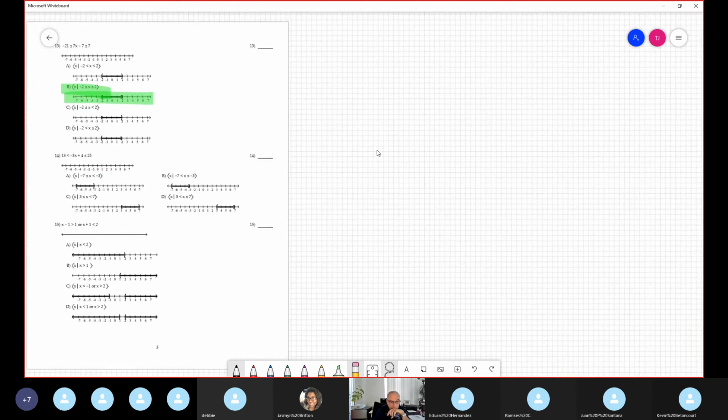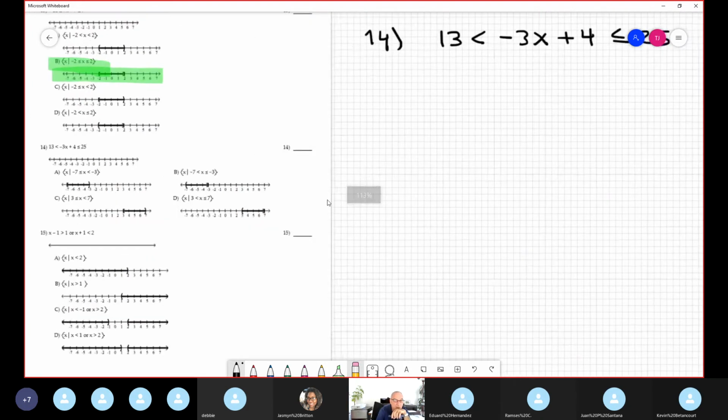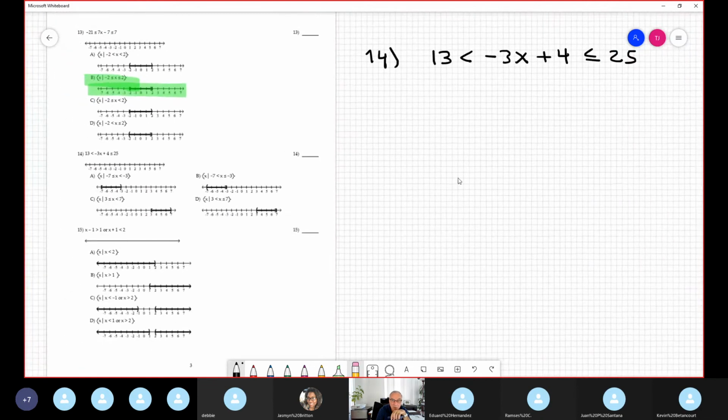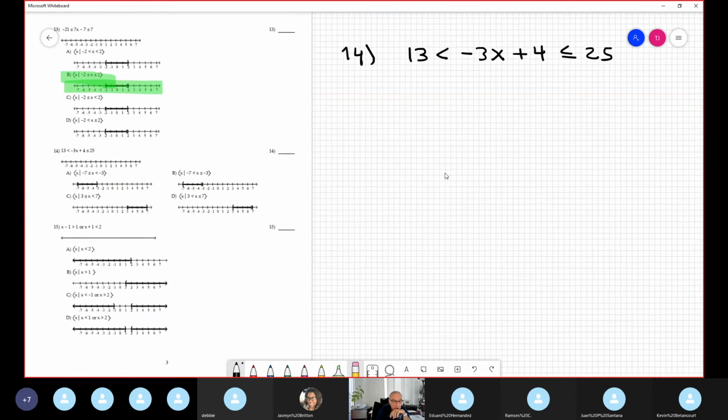Okay, 14 now. 14 is 13 less than negative 3x plus 4 less than or equal 25. Let me know if I copied well or not, because I don't see very well. Make a zoom. Yes. Okay. This is typical again, a three-part inequality.